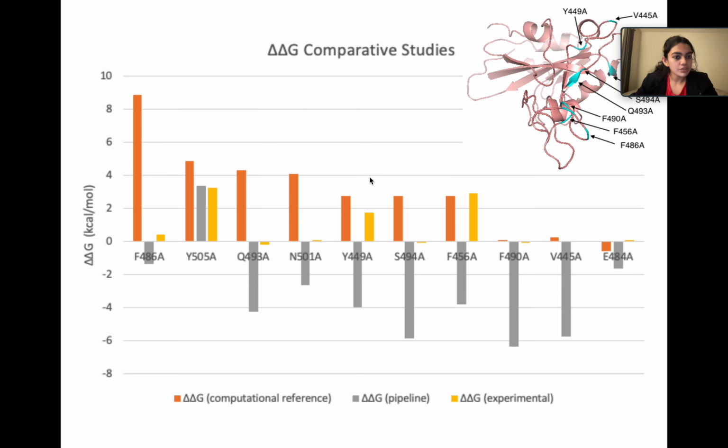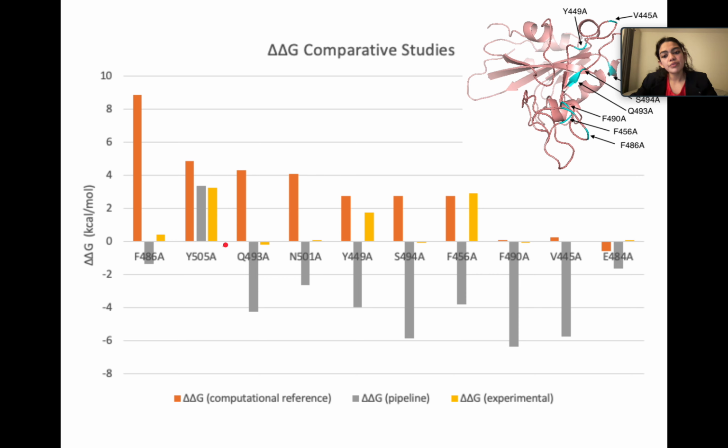On the next slide, I've shown two things here. First is just this figure from the methods section to help visualize where the mutations that we are performing actually are in the virus. And this graph is the comparison between the computational reference DDG in orange, our DDG in gray, as well as the experimental DDG in yellow.